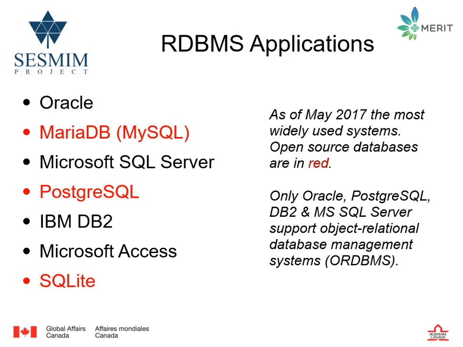Amazon, Google, those companies mainly use open source. In North America, government tends to use Oracle. In Europe, what's happening now is a lot of the government, people like the UN, are switching to open source. Out of these, basically, Oracle, PostgreSQL, and DB2 support object relational database management, which is also called ORDBMS.